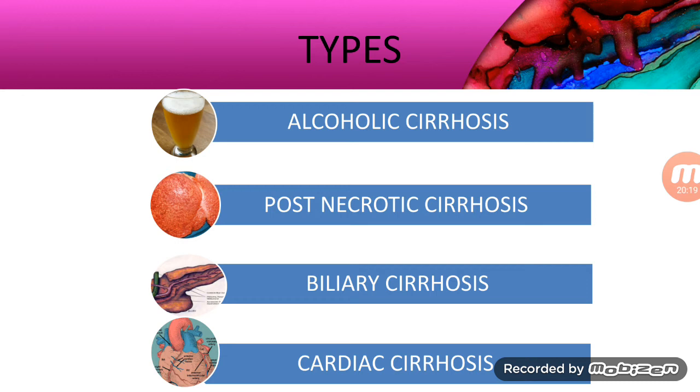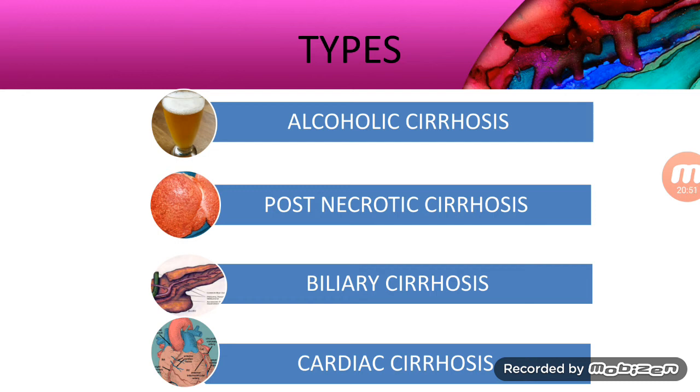And biliary cirrhosis. Biliary cirrhosis is caused by inflammation of the bile ducts. As we have seen in anatomy and physiology, the bile duct is connected to the liver as well as the gallbladder, right? So if there is infection or inflammation in the bile duct, and due to that inflammation cirrhosis occurs, then that is called biliary cirrhosis.